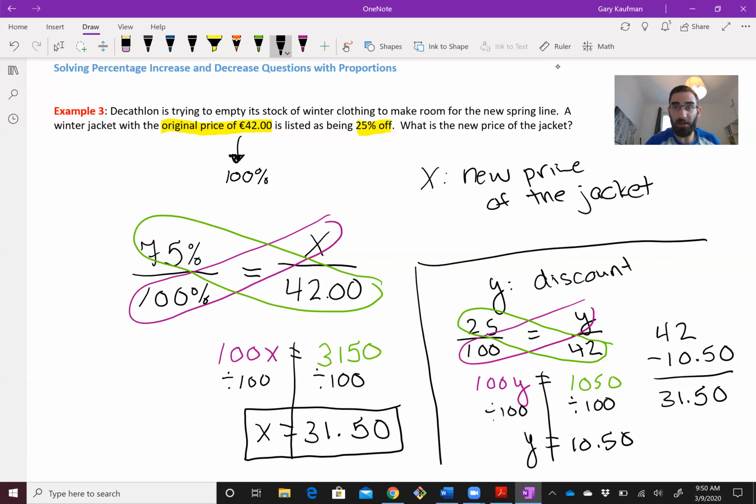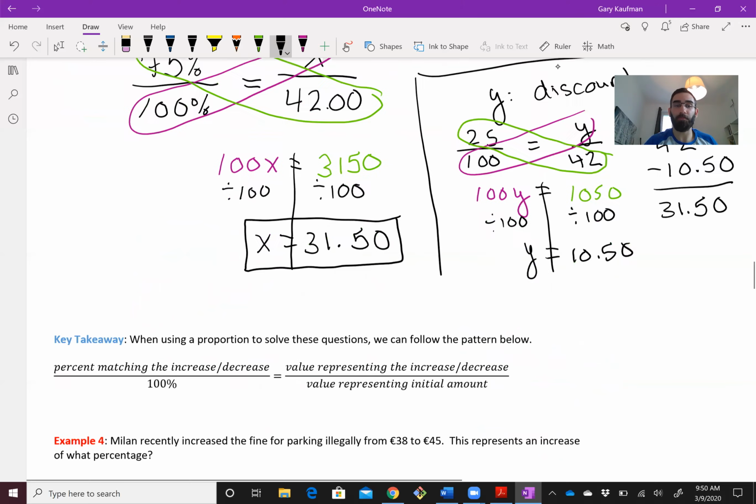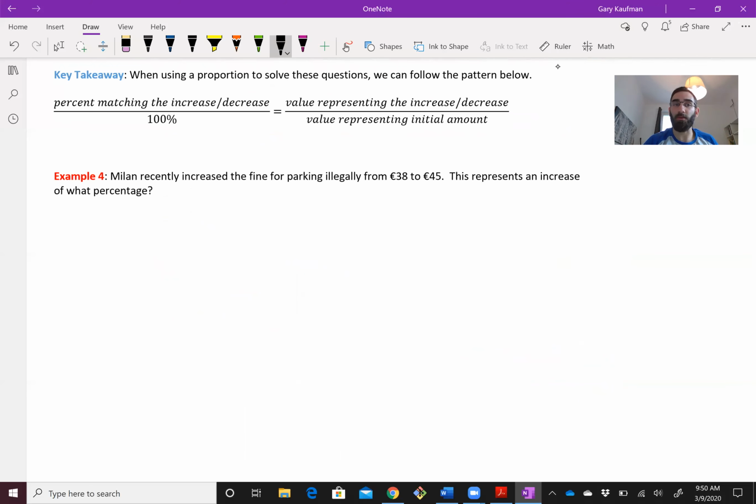Make sure you pause this if you need to add this to your notes. Otherwise, here's the general idea. Here's our key takeaway. When using proportions, our two ratios: over here, we have our percentages. Over here, we have the value of the topic we're talking about.